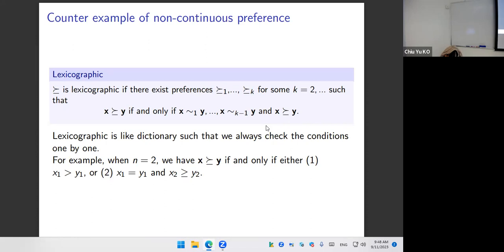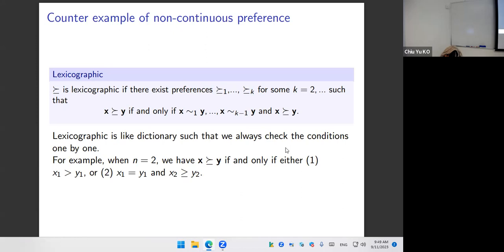Right? So that is the main idea of why there's a problem. And the one reason why this preference is important is because we often have this kind of preference. We do because we are simplifying things, right? We do things one by one, right? But the problem of this is you don't have a nice utility representation for this one.